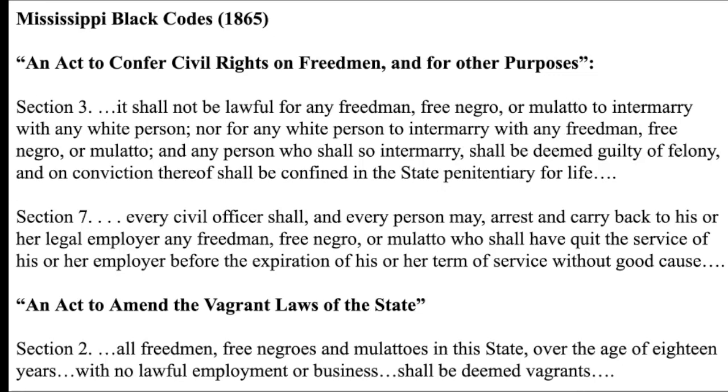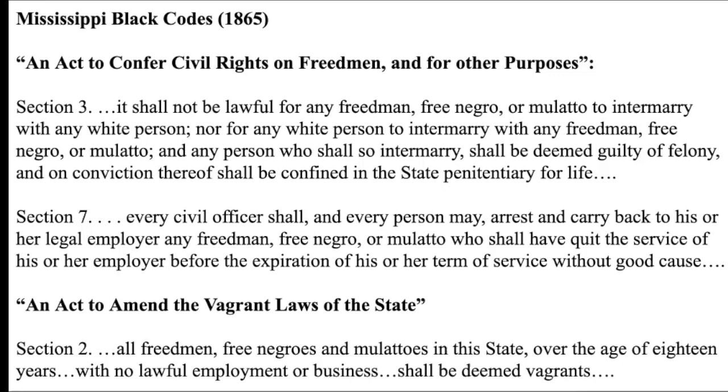The examples on this slide are from Mississippi. I know that they may be too small to see, especially depending on what kind of screen you're watching this on, but you can listen as I read parts. Mississippi Black Codes: enact to confer civil rights on freedmen and for other purposes. So they make it sound like they're granting civil rights, but it's really the other purposes they're going for here.